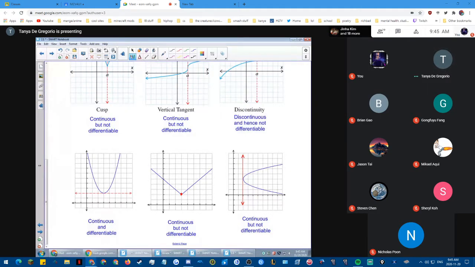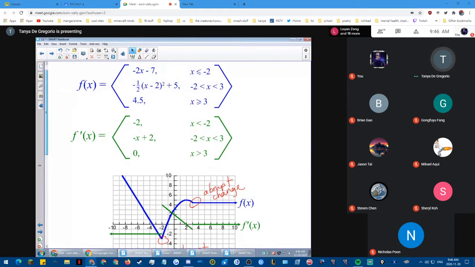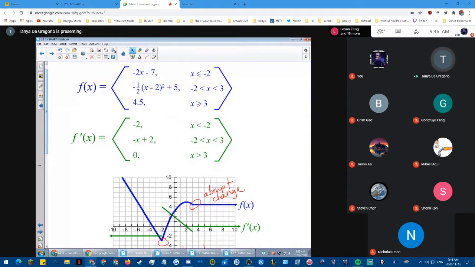Excellent. So if you want these examples, they're in your textbook as well. All of these graphs are in your textbook, so you can always refer back, or you are welcome to print them from my lesson, okay? Okay, so let's take a look at this example. And again, you guys don't have this. This is just me going over it with you.